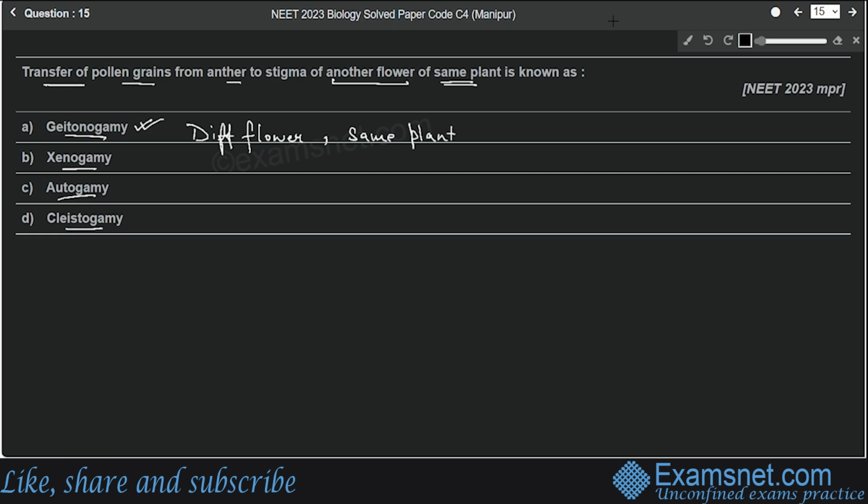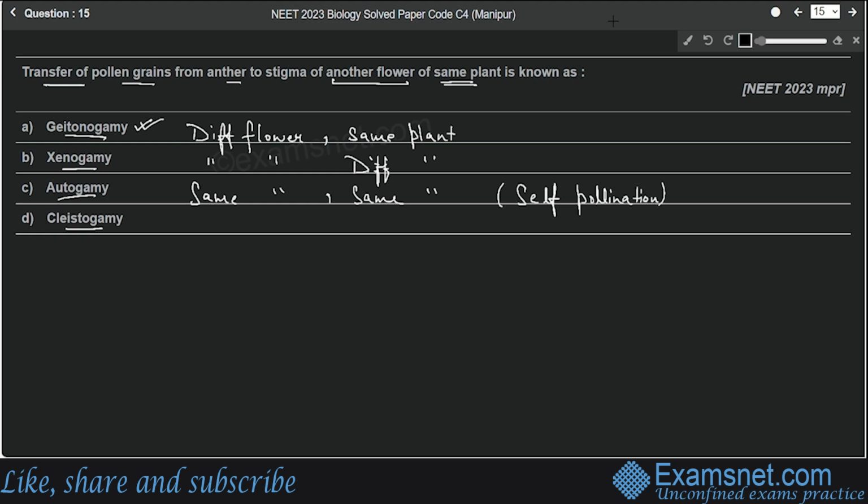In the second one we have xenogamy. Xenogamy means there is different flower and different plant. In autogamy there is same flower and same plant. Therefore autogamy is also known as self-pollination, because the pollination takes place within the same flower.